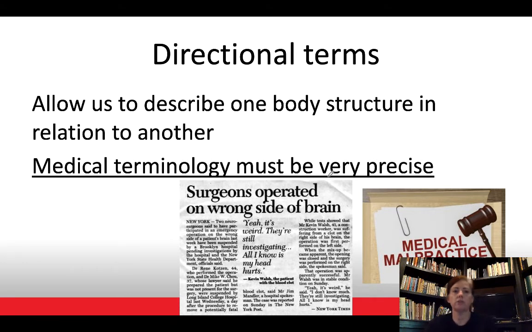We also have what are called directional terms. Directional terms allow us to describe or relate one body structure in relation to another. So we can say our nose is in this position between our eyes, for example. We would obviously use more technical words for that, but this allows us to use medical terminology and to be very precise about structures that we're talking about or structures that we have treated or done surgery on. So it is really important.